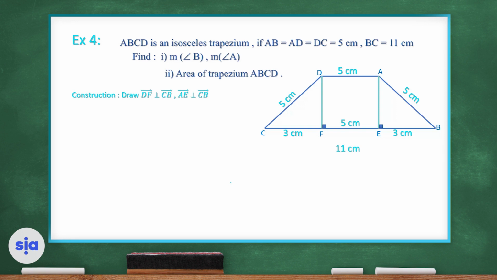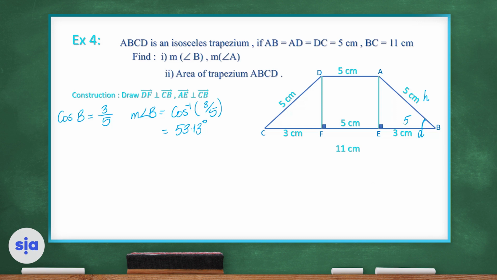Now, let's go and try to find angle B. To find angle B, you're going to check triangle ABE. For this angle B, the 3 is the adjacent and the 5 is the hypotenuse. So we're going to use cosine. Then cosine B equals adjacent over hypotenuse. So the measure of angle B equals the inverse of cosine 3 over 5. So angle B will be equal to 53.13 degrees.